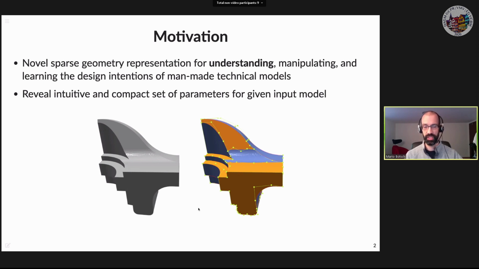But the idea was to find something that you can also manipulate and use for learning by co-analysis of a shape family. So in this presentation, what I want to show you is a representation where you input a triangle mesh of some technical model, and the output, the encoding, is compact. So it's a sparse set of parameters, and these parameters should be geometrically intuitive, with the motivation that this would be easier for a human to manipulate later on and for a machine learning algorithm to learn and fit to data.